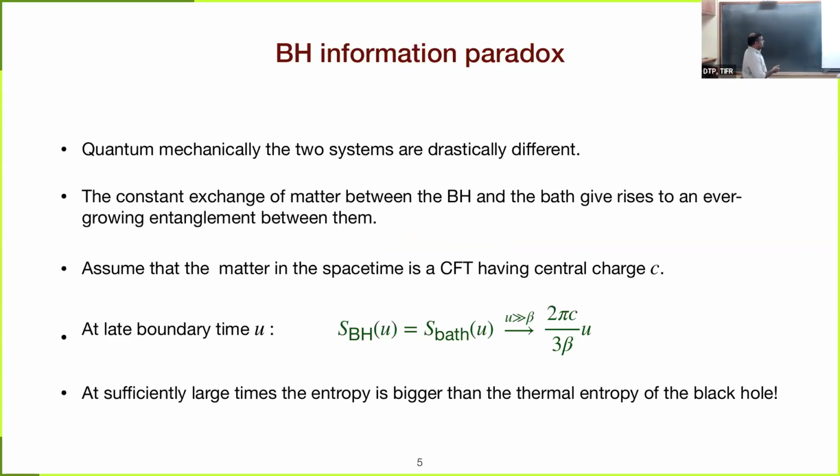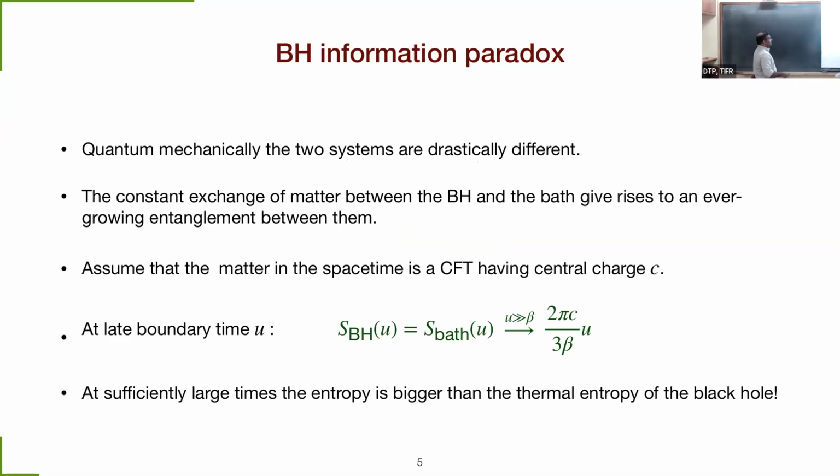So quantum mechanically, these two systems are different due to this exchange of matter between the black hole and the bath. And what it does is it builds an entanglement between the bath and the black hole. If you assume that the matter in the spacetime is a CFT having some central charge C, at some late boundary time one can compute the entropy using the usual replica trick and see that at late time, the entropy of the black hole, or equivalently the entropy of the bath, will increase linearly with respect to time.